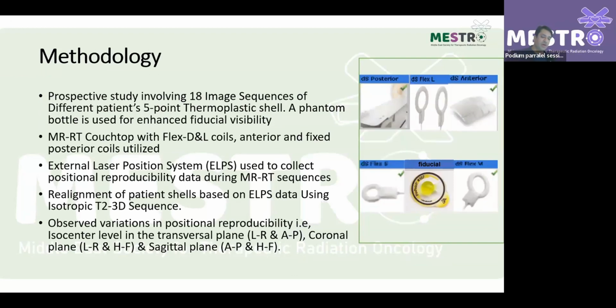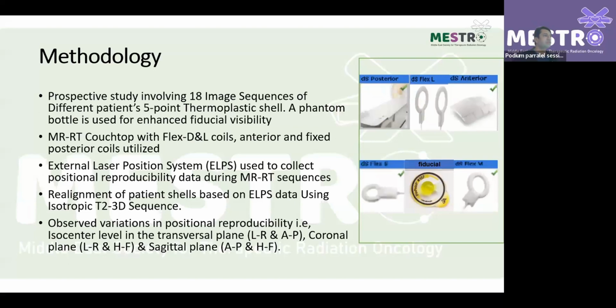As I mentioned already, he used his data without the patients. He took the masks of 18 patients who were already under treatment, then he put them on the couch, and on the couch he also has flex D and L coils, anterior coils, and fixed posterior coils. And as we know, there should also be one laser system for external positioning for the tattoos, which we already use in the city.